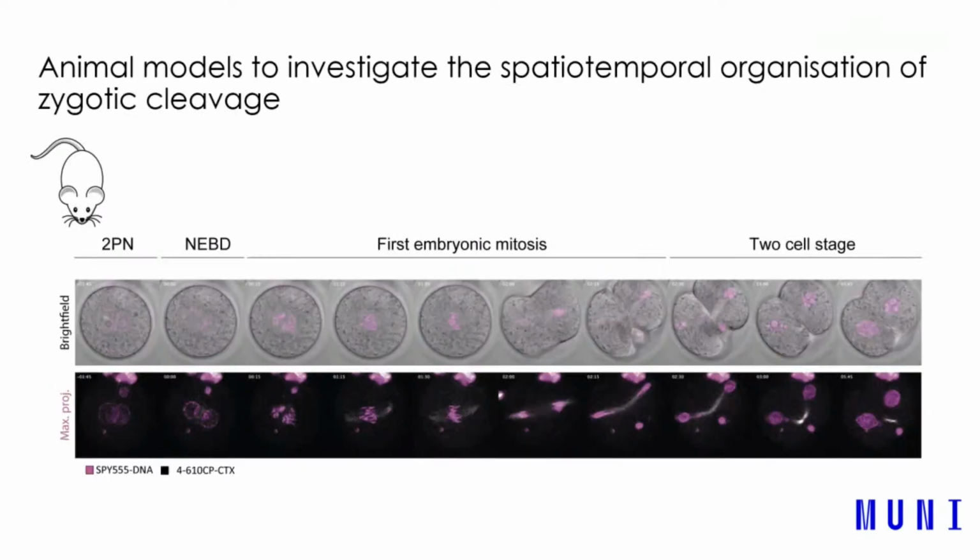So we wanted to also have a somewhat more detailed look at this process, and since we cannot really manipulate human embryos to do the live imaging, we turned to animal models, and we first started with mice. Again, in mice, we know that this process is highly coordinated, and you don't see really multinucleations. Those are the best behaving embryos ever.